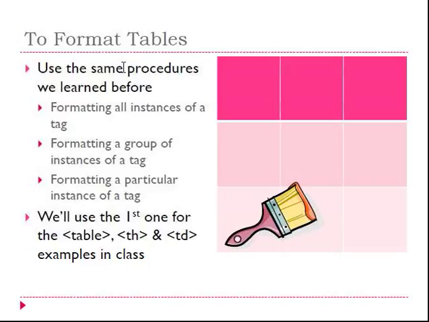And so in sum, to format tables, we basically use the same procedures we learned before. You either format all instances of a tag, you can format a group of instances of a tag, and this was by using the class attribute in the table, or the th or the td tag you want to format, or formatting a particular instance of a tag. And what's going to happen is we want to go the easy way, so we want to just format all instances of a tag. This means that all the tables in our website are going to look exactly the same.